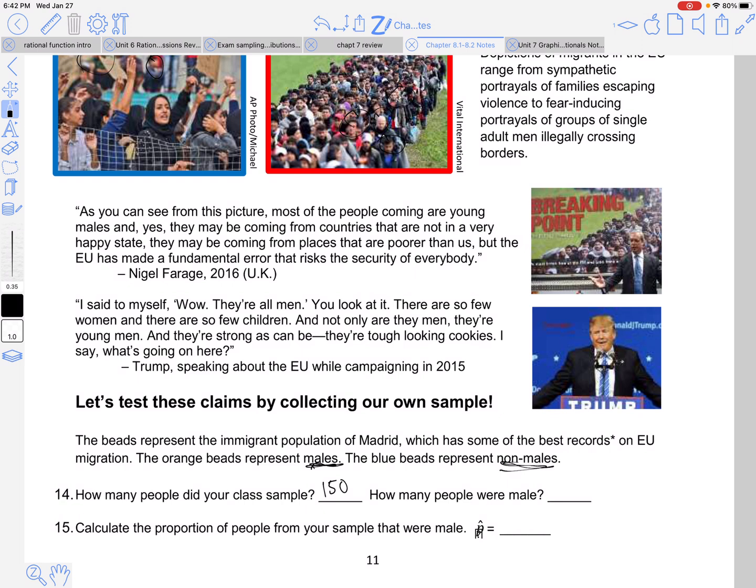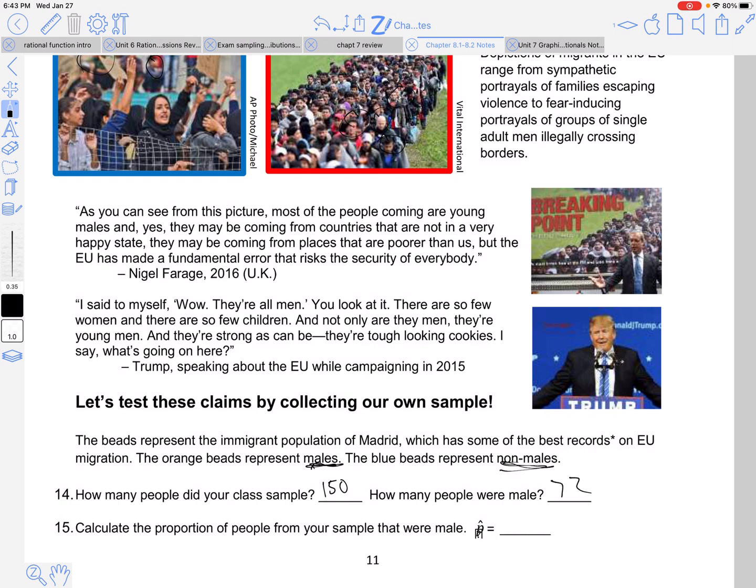So how many people were actually male? I took data from Madrid because they do keep really good records. Now this data came from a couple of years ago though, but they really do keep good records. So I do know the true proportion, but you don't, okay? So I had the true number of orange beads and the true number of blue beads, which were women and children, blue, or orange being the men. And so I do know the true proportion. Sorry for this long backstory, but hopefully that helps you see what we're doing here.